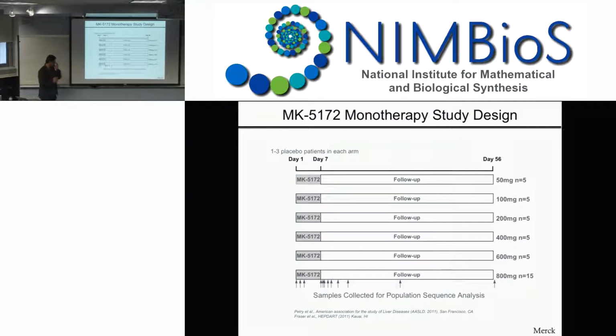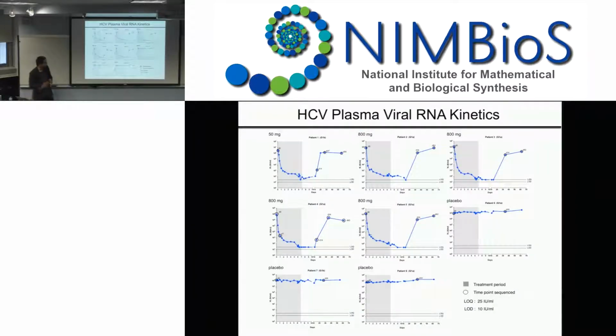We try to understand what's happening in this data set. This is the initial development of a drug, a protease inhibitor called MK5172. The name doesn't matter; it's a protease inhibitor that inhibits the viral protease. It was developed by Merck, so it's called MK. What they did is treat patients with this drug for 7 days. This is the treatment period. Then they did a follow-up study to sample the viral load and also sequence the viruses. This is the schedule of this clinical trial.